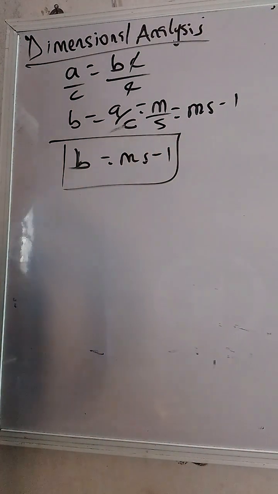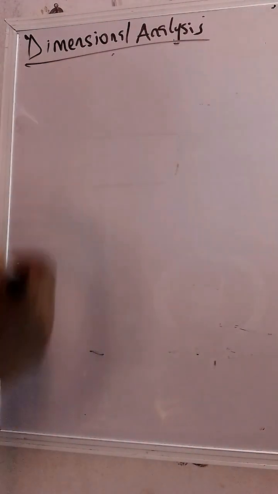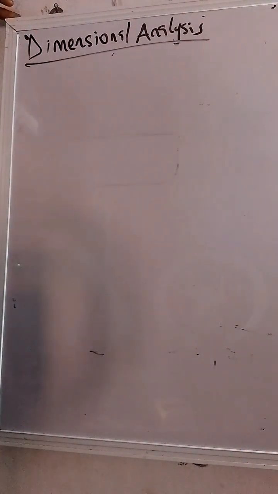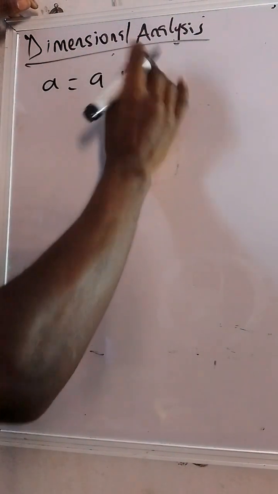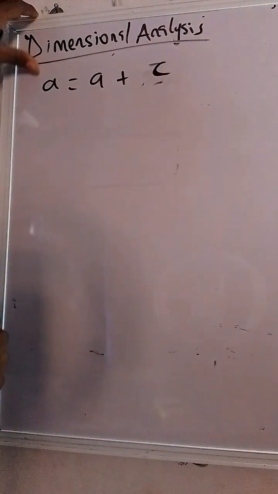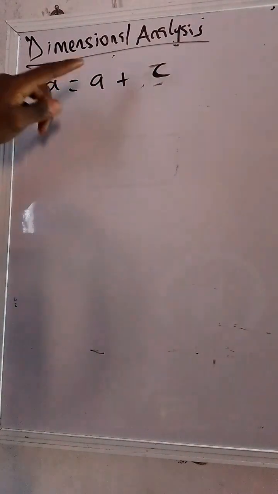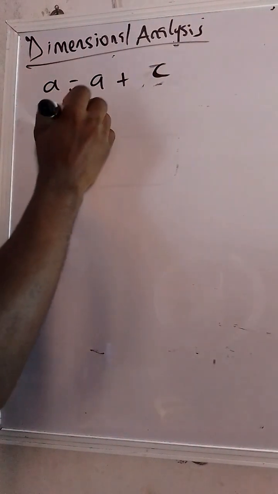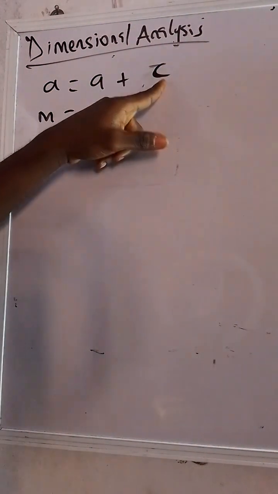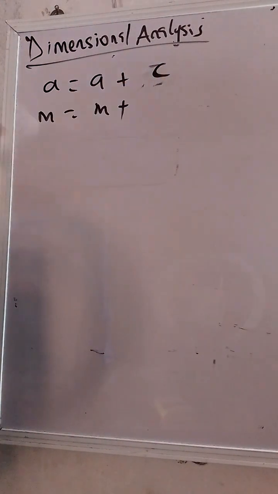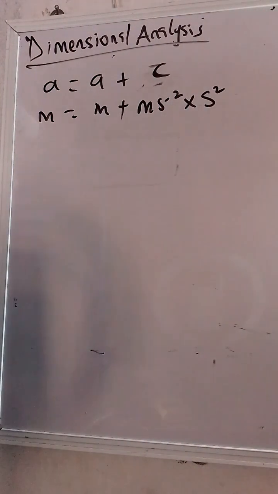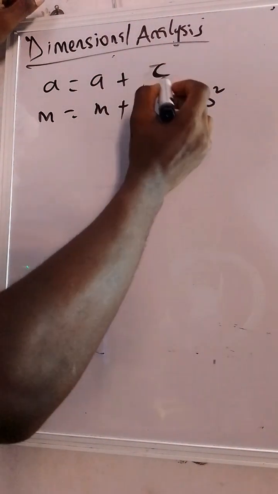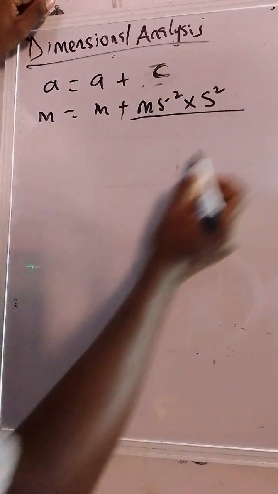So you can solve a question like this, or they can ask you in another way. They can ask you to check whether an equation is correct. Let's assume that you are given A is equal to A plus C. Everybody knows that A and A are the same, so let's assume their units are the same also, meter is equal to meter. Now they gave you C to be meter per second squared times second squared.